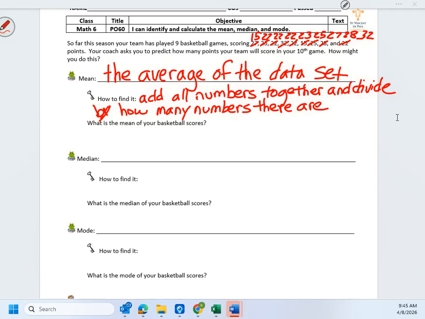Alex? 24. Listen to my question: what is the total we get when we add all 9 numbers up? So you jumped ahead. What was the total that you got? 216. So we got 216 by adding them all up, and then we need to divide by that 9, because there are 9 scores. So 216 divided by 9 was what, Alex? 24. So the mean of our basketball scores is 24.